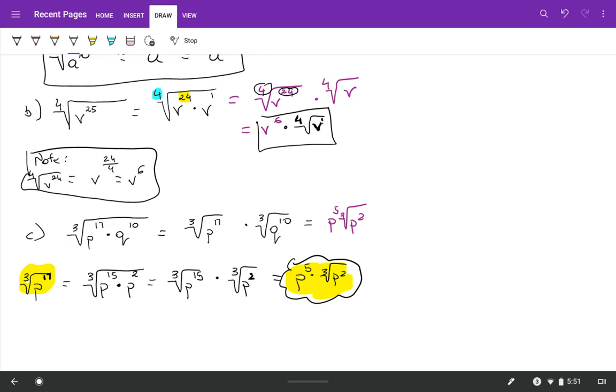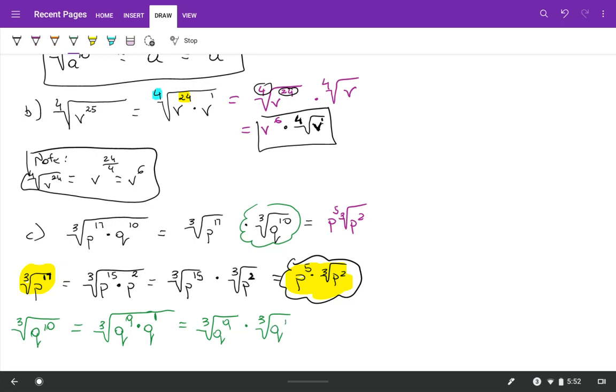Next, what I'm going to do, I'm going to simplify this part. Cube root of q to the power of 10. So we can simplify that radical. So let's just break it down. Q to the power of 10 as q to the power of 9 times q to the first power. Again, why do I pick 9? Because 9 divided by 3 is 3. I can simplify that. And we need power 10, so I'm missing 1. And now let's rewrite that as cube root of q to the power of 9 times cube root of q to the power of 1.